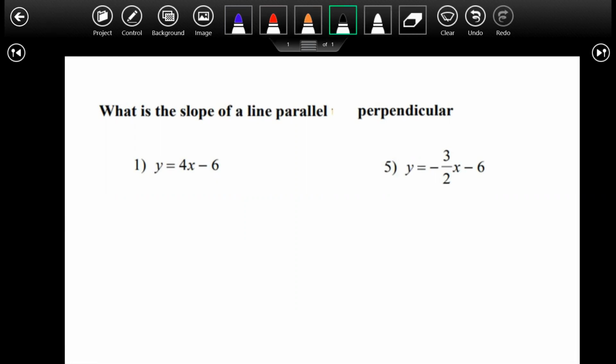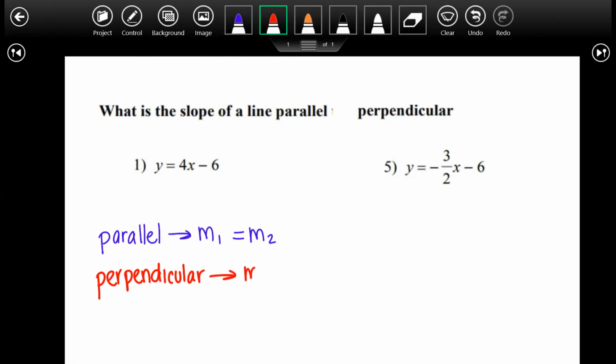Write a slope that is both parallel and perpendicular. We have to remember these. For two things that are parallel, parallel means that our slopes are going to be the same. If it is perpendicular, it means that the first one will be the opposite reciprocal. So we're going to do the negative reciprocal of them.